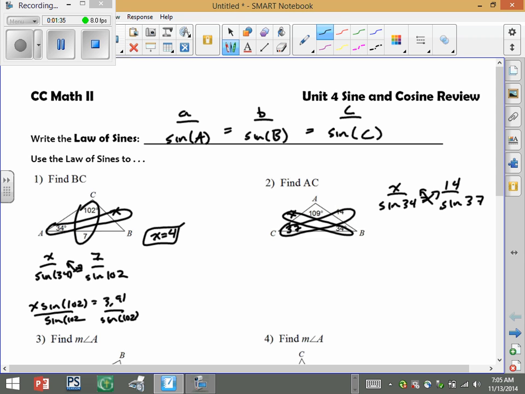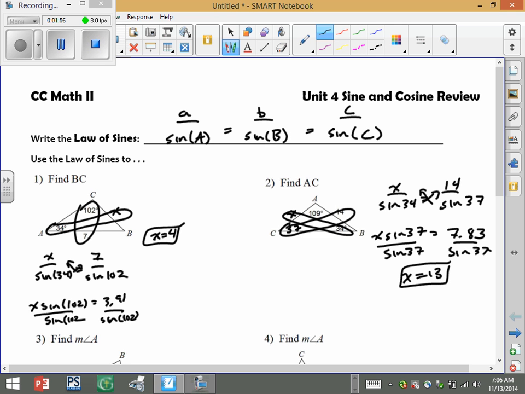And then go ahead and cross multiply those. So we have X sine of 37 equals 14 times the sine of 34, which is 7.83. Divide both sides by sine 37. And that gives me X is equal to 13.